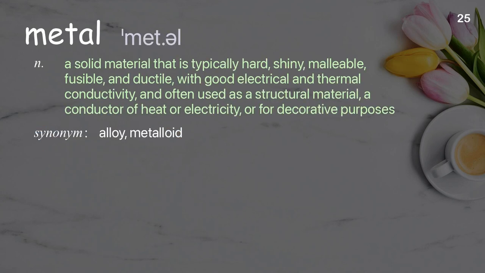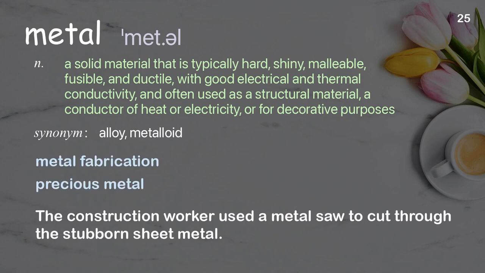Metal. A solid material that is typically hard, shiny, malleable, fusible, and ductile, with good electrical and thermal conductivity, and often used as a structural material, a conductor of heat or electricity, or for decorative purposes. Examples. Metal fabrication. Precious metal. The construction worker used a metal saw to cut through the stubborn sheet metal.